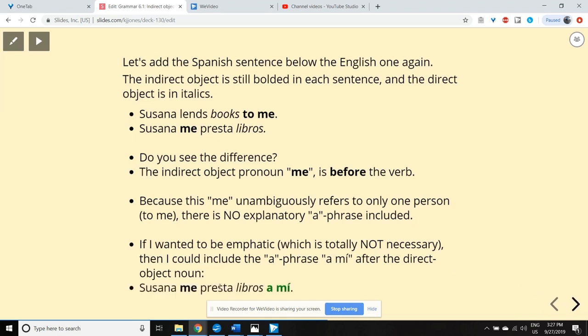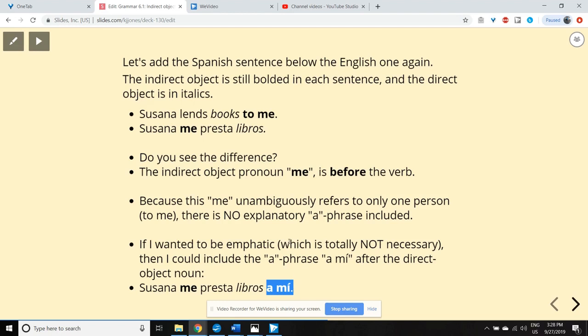Susana me presta libros a mí. Again, the mandatory part is the indirect object pronoun before the conjugated verb. Here, the optional part is the a phrase after the verb and after the direct object noun. Okay? The inclusion of a mí in this sentence makes it emphatic. It makes it mean Susana lends books to me.